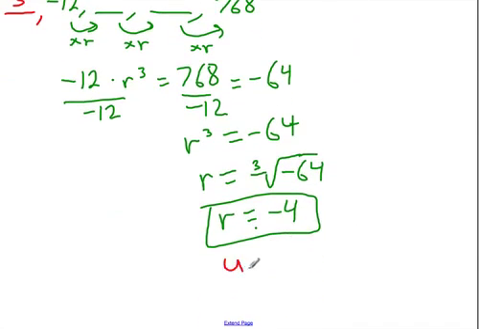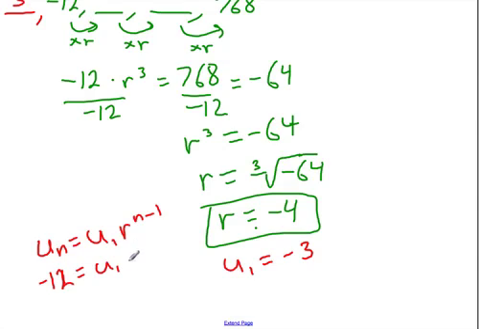So U1 equals 3. You could also find U1 by using the formula U sub n equals U sub 1 times r to the power of n minus 1. So now that second term in the sequence is -12. We don't know the first term. The common ratio is -4. Second term is, well, n will be 2, so that would be power of 1. So then we just get U1 equals -12 divided by -4. So U sub 1 equals 3.